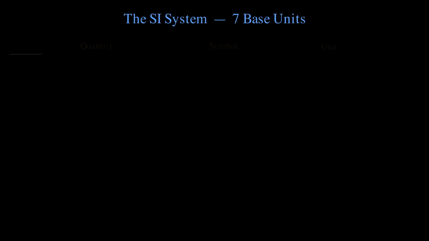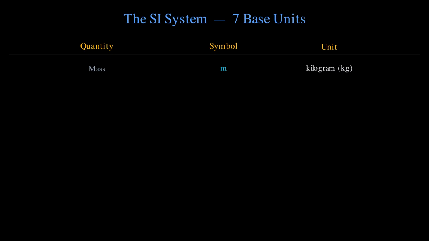In science, we use a shared language called the SI system, the International System of Units. The SI system defines 7 base quantities, each with its own base unit. First, mass. The unit is the kilogram. 1 kilogram is roughly the mass of 1 liter of water.